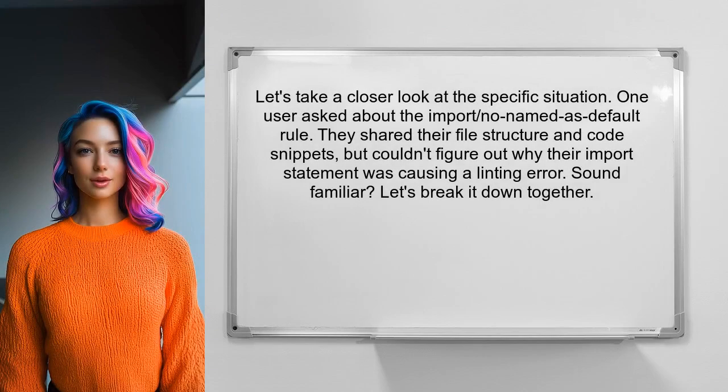Let's take a closer look at the specific situation. One user reached out with a question about the import/no-named-as-default rule. They shared their file structure and code snippets, but they couldn't figure out why their import statement was causing a linting error. Sound familiar? Let's break it down together.